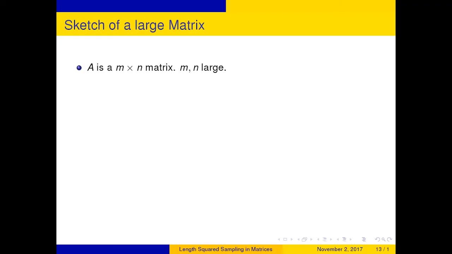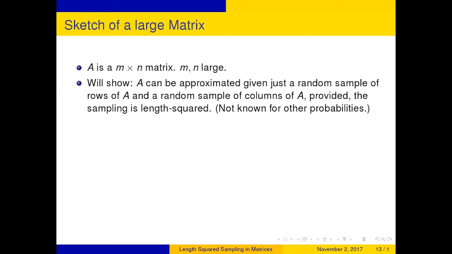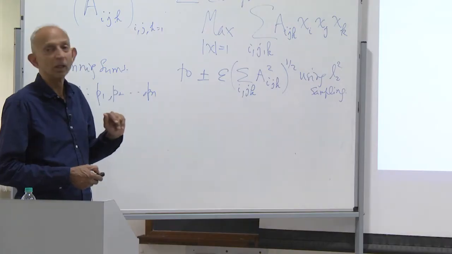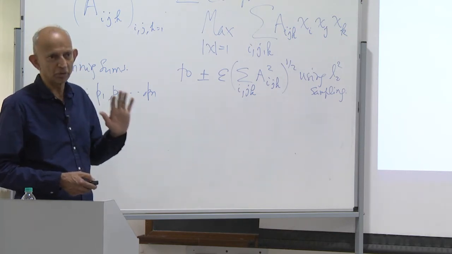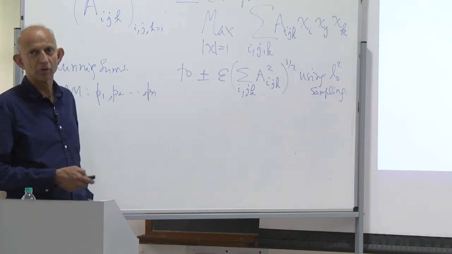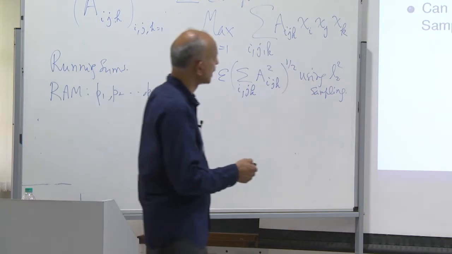So what do I want to do? I have a large matrix. We'll show our theorem: A can be approximated given just a random sample of rows of A and a random sample of columns of A, provided sampling is length squared. It's not known for any other probabilities, right? The errors are too much. So for length squared, we'll be able to prove that.